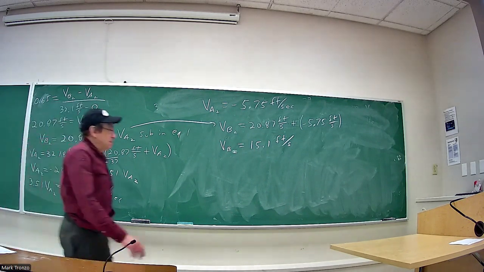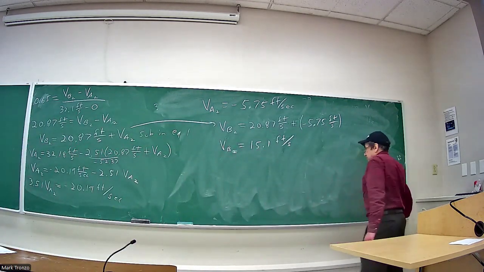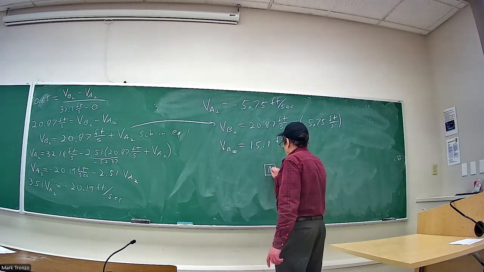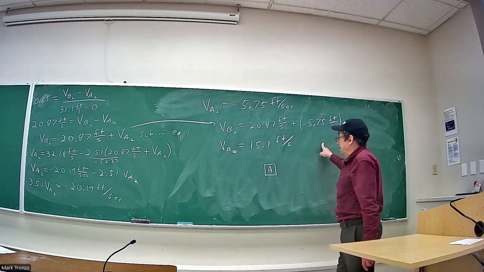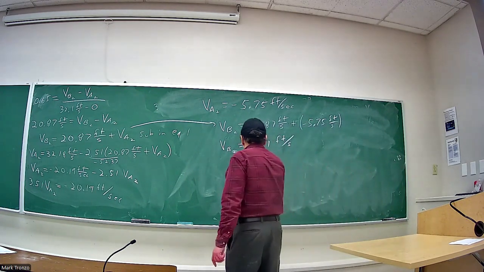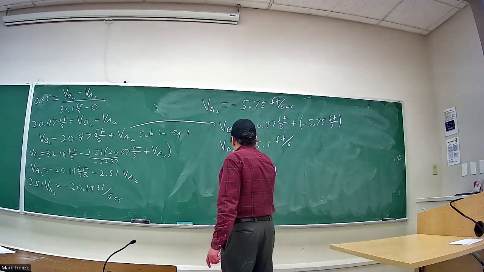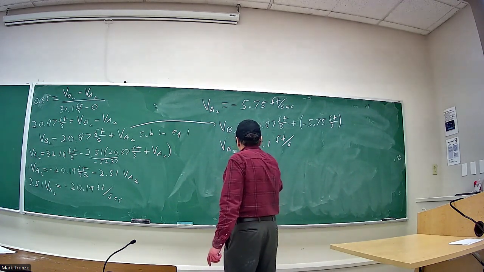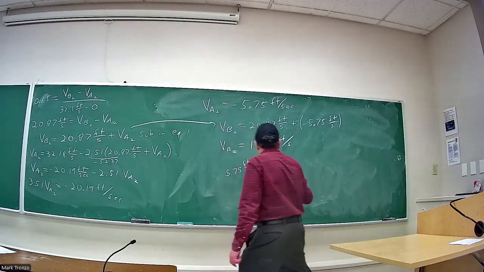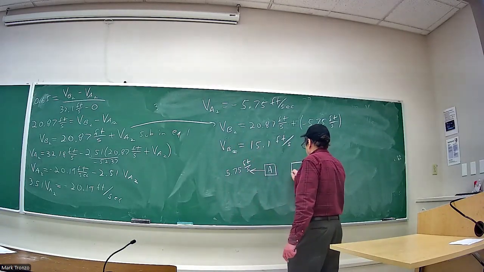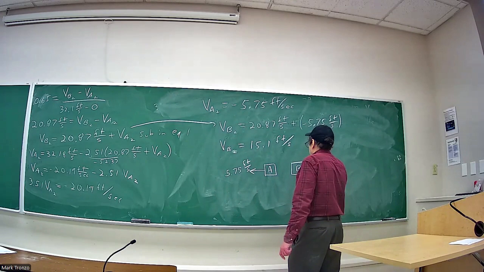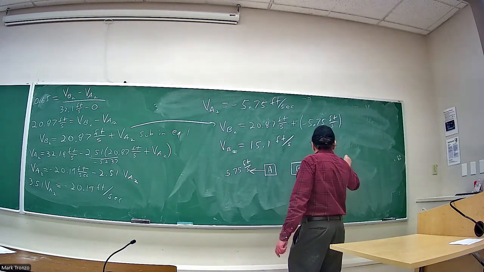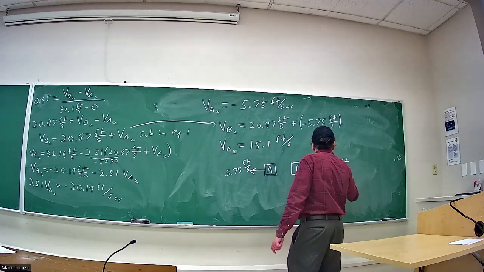So we end up having, after impact, A going this way at 5.75 feet per second, and after impact, B going this way at 15.1 feet per second.